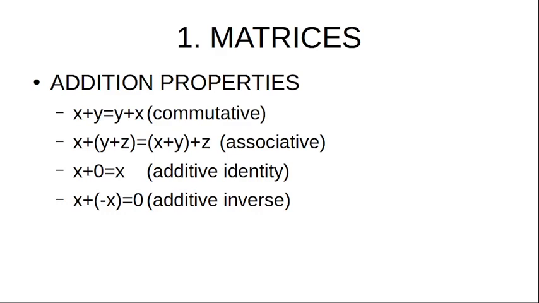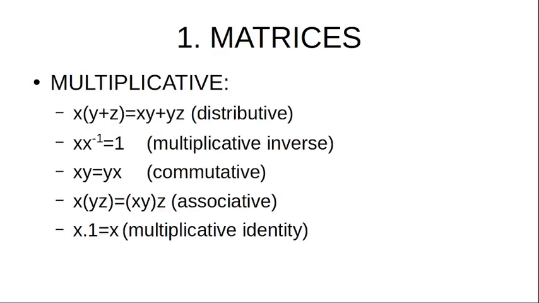Addition properties, number one is commutative. So x plus y equals y plus x, for example, 1 plus 2 is the same as 2 plus 1. Associative: x plus (y plus z) equals (x plus y) plus z. They also have an additive identity and additive inverse. The additive identity is 0. Basically, 0 must exist in the field. For each element in the field, there must be a number such that if you add the two of them, it will give you 0.